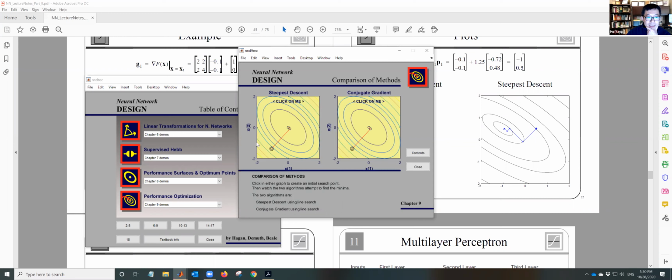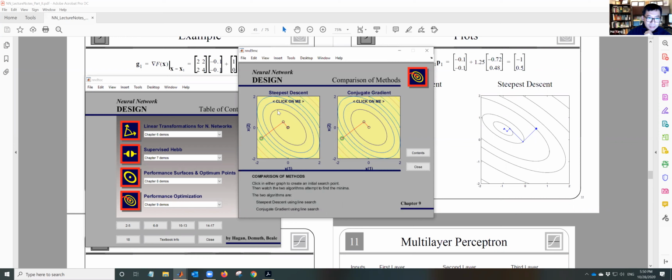Steep descent. Let me see. This steep descent should be minimization along a line. You see, if you are here, you find the gradient line, and then you minimize along that line, and then you minimize again. You don't see any variation here.